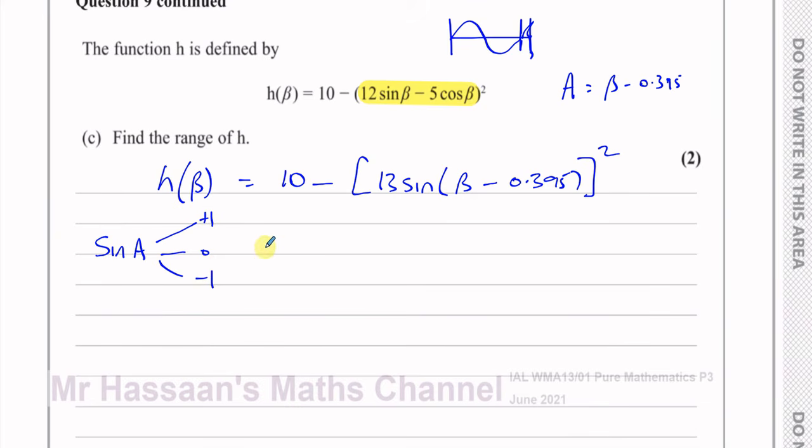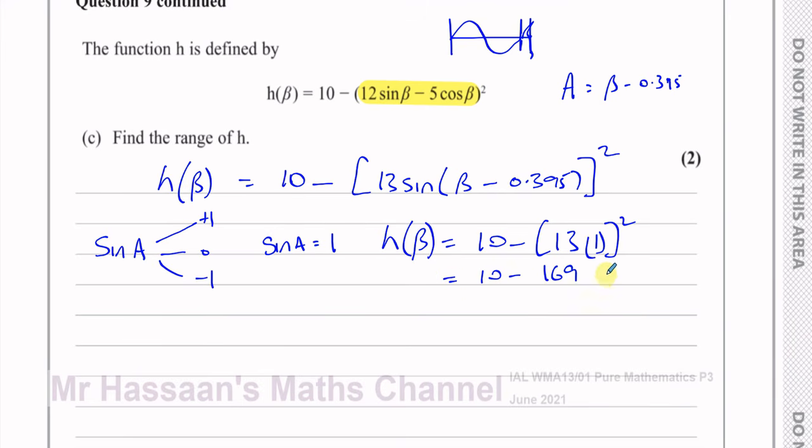All right, so let's see, when the sine of the angle is equal to +1, we'll have h of the angle, or h of beta, equal to 10 minus 13 times sine of this, which is going to be 1, as we said, and that's going to be squared. So you'll end up with 10 minus 169, because 13 squared is 169. That gives you negative 159. So that's one of the extreme values.